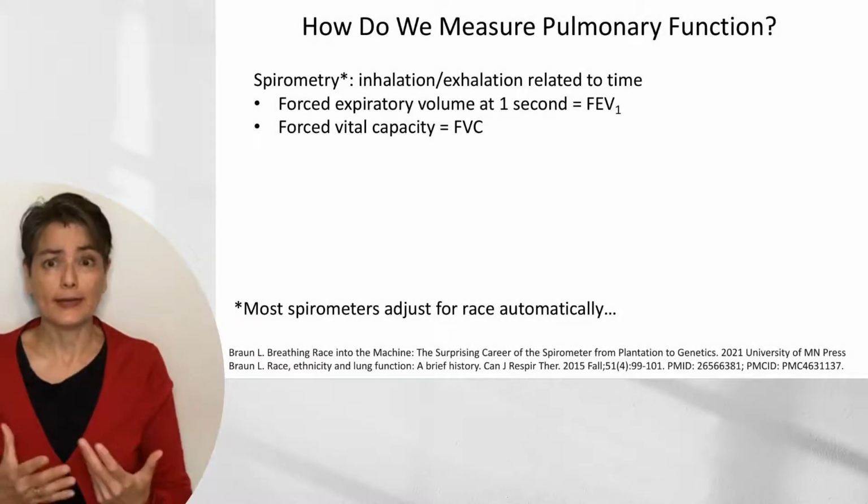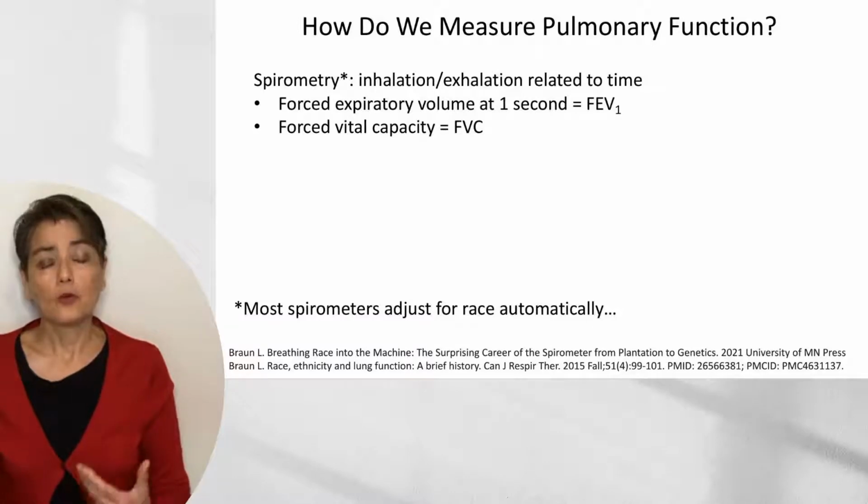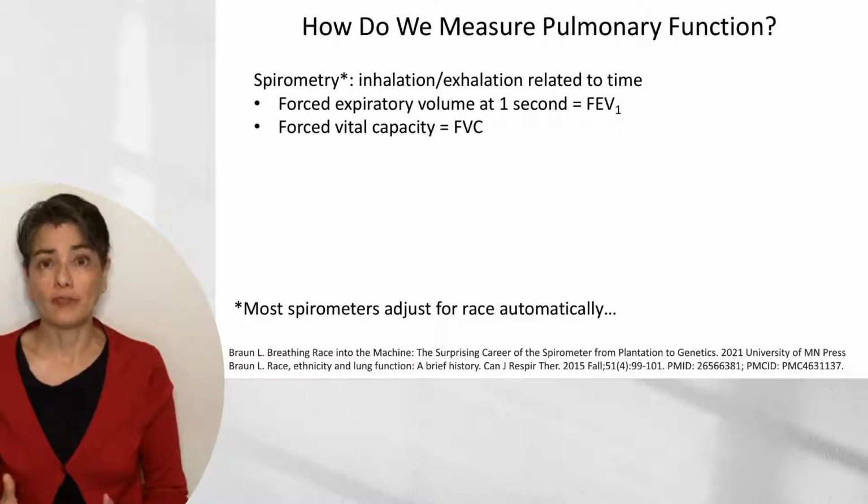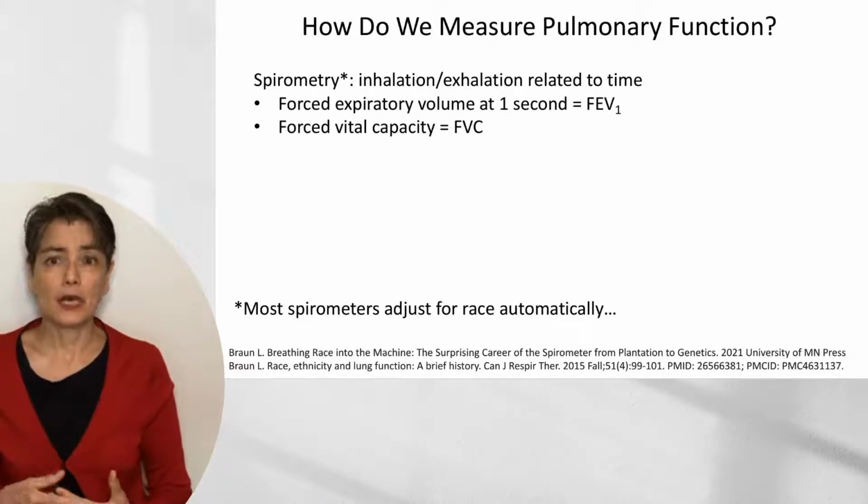How do we know that someone has pulmonary disease? So the tool that we use is spirometry, which looks at inhalation and exhalation volumes related to time. And the two values that we get from this are forced expiratory volume at 1 second, or FEV1, and forced vital capacity, or FVC.